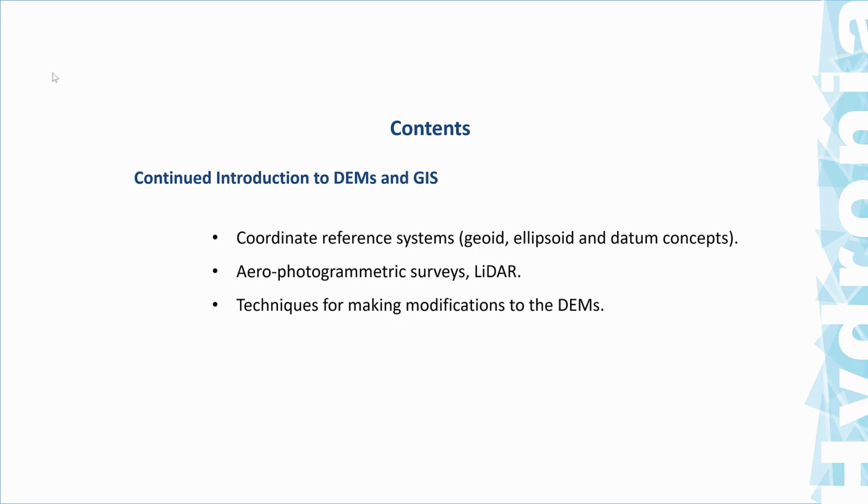The contents of the presentation are divided in three parts. We'll first review the coordinate reference systems and some basic concepts of these systems, such as geoid, ellipsoids, and datum. Then we'll take a look at aerophotogrammetric surveys and some other types of surveys such as LiDAR. And then we'll finalize with techniques for making modifications to the digital elevation models, which is a very important part that we often need to do when we get a terrain to work in HydroBID Flood.